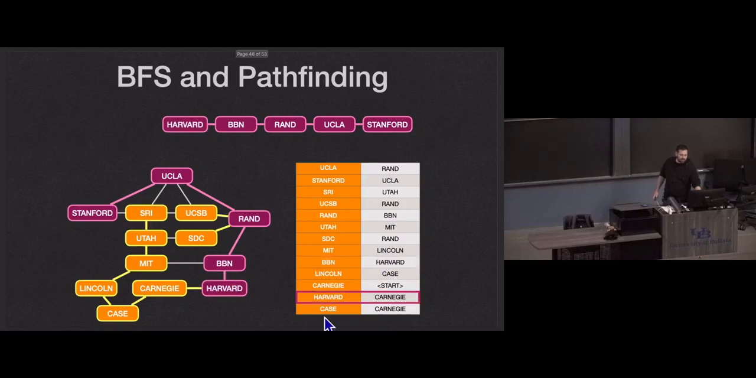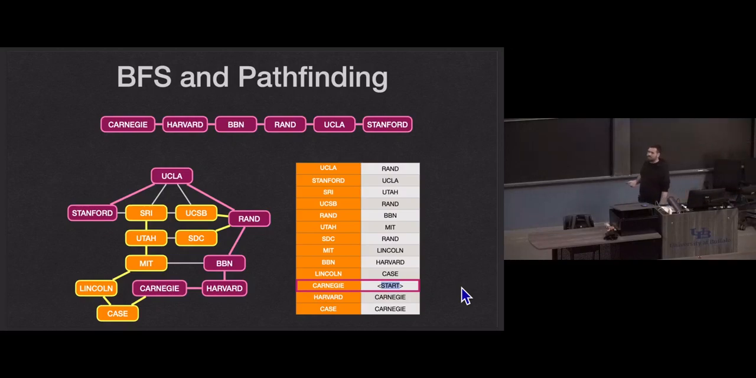BBN, who found you? Harvard found me. Harvard, who found you? Carnegie. Carnegie, who found you? Yo, I'm the starting node. Once we get to the starting node, we have our path. And that's A shortest path, not necessarily the, I think it is the shortest path in this example, but it's A shortest path from the starting node to whatever node we want. We work our way backwards from our destination and then find our shortest path.